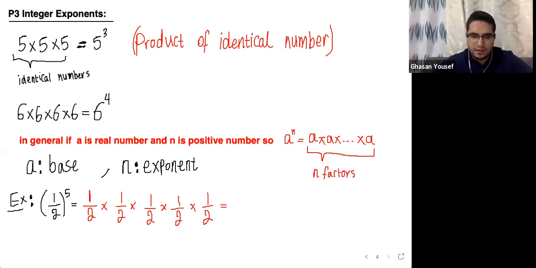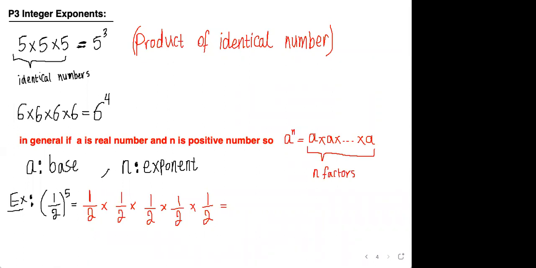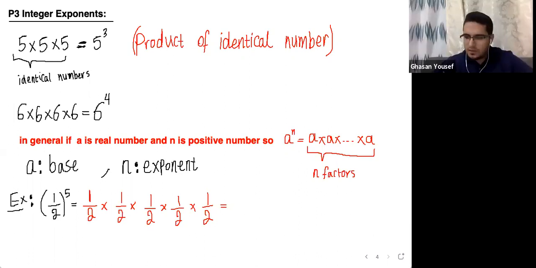And the answer: when you multiply, like in the previous lecture on multiplying fractions, we multiply the numerators together and the denominators together. So 1 times 1 times 1 times 1 times 1 is 1, over 2 times 2 times 2 times 2 times 2, which is 32.